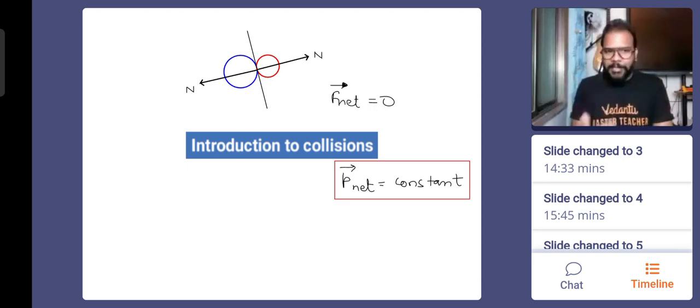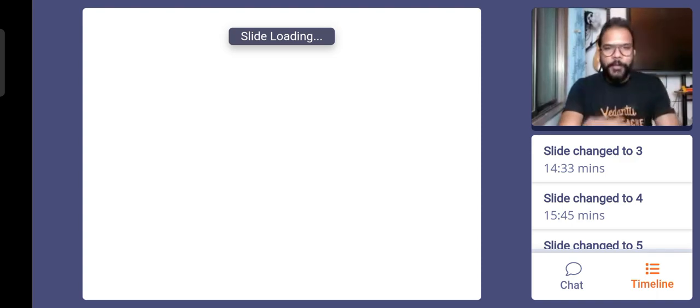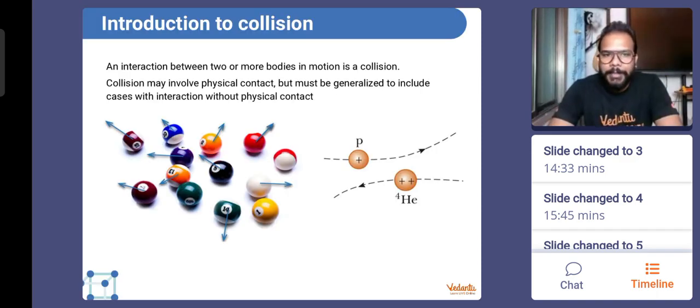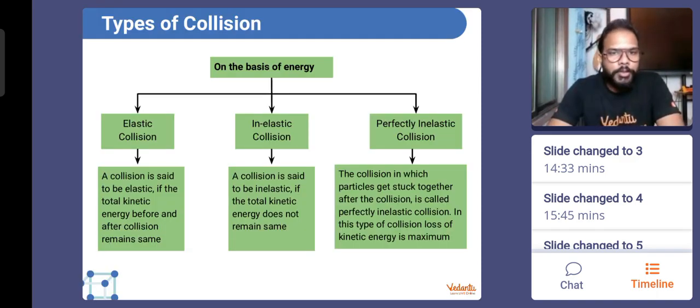Right, everyone? So as we proceed, we'll speak about 3 different types of collisions, based upon what happens during the collision. So first of all, the basic understanding of collisions. Collisions are basically the transfer of momentum and energy, and we will speak about three types of collisions.